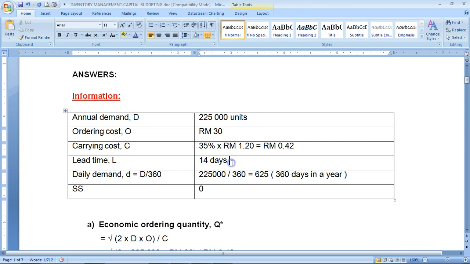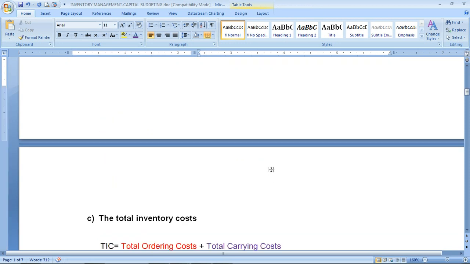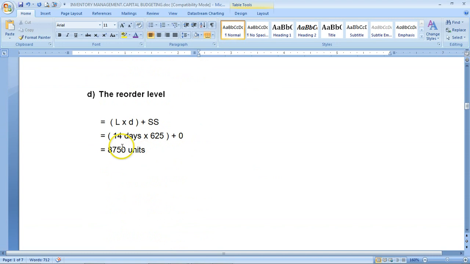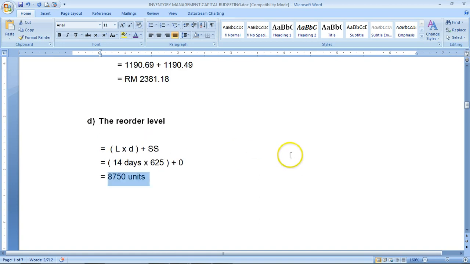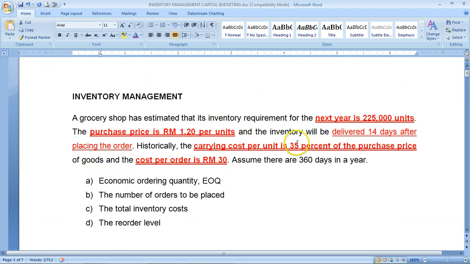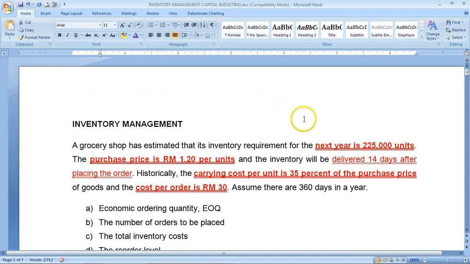Remember, L is your 14. Your d, small d, daily demand is 625. You just enter it into the formula. 14 times 625 plus 0, why 0? Your safety stock is not given in the question. Remember? So this is the answer, 8,750 units. Alright, that's all the way how to answer this inventory management.